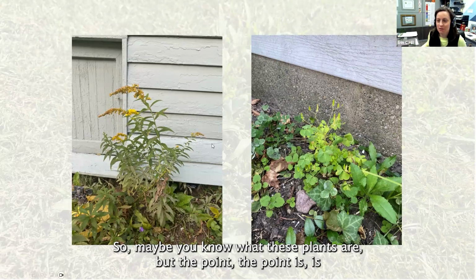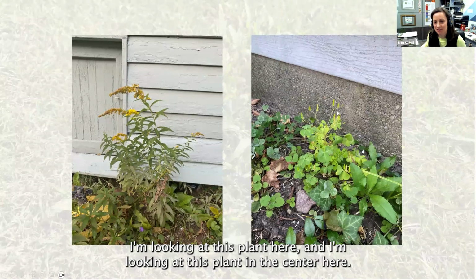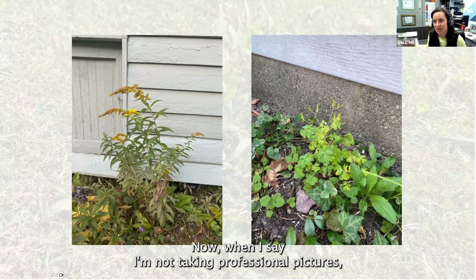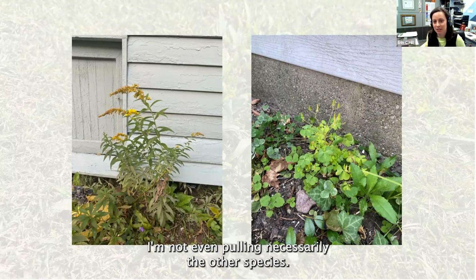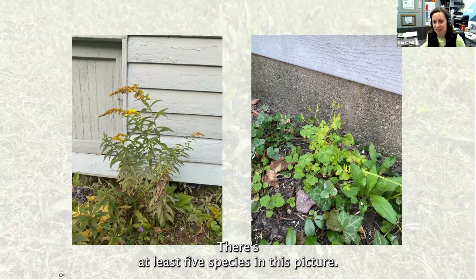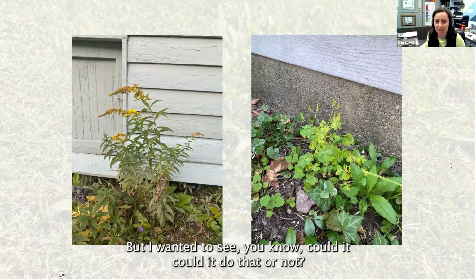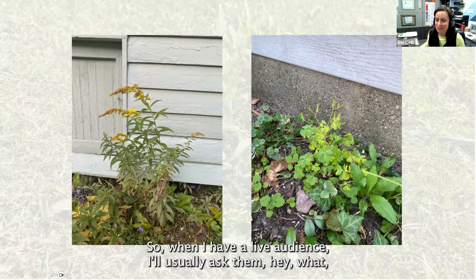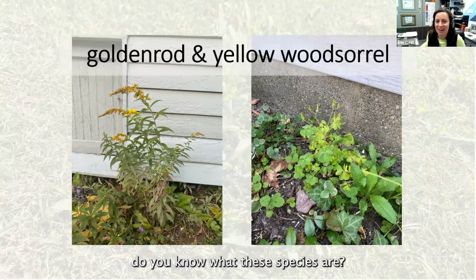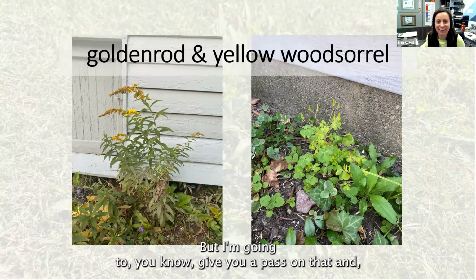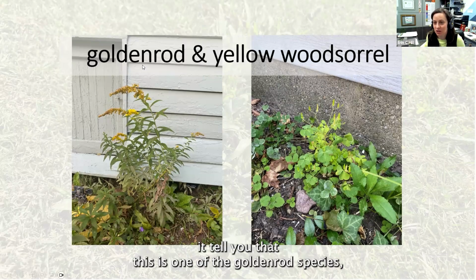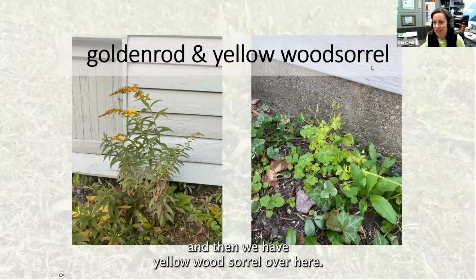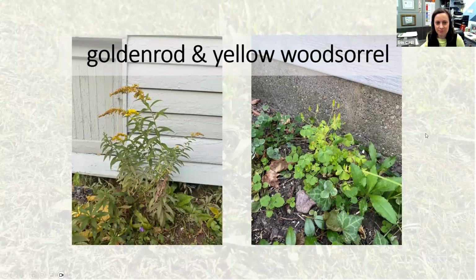So maybe you know what these plants are, but the point is I'm looking at this plant here and this plant in the center here. When I say I'm not taking professional pictures, I'm not even pulling out the other species, right? There's at least 5 species in this picture. I'm focused on the one in the center, but I wanted to see if it could do that or not. When I have a live audience, I'll usually ask them, what species are these? But I'm going to give you a pass on that and tell you that this is one of the goldenrod species, and then we have yellow wood sorrel over here.